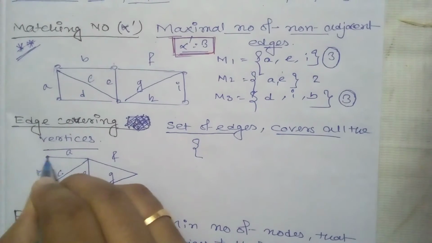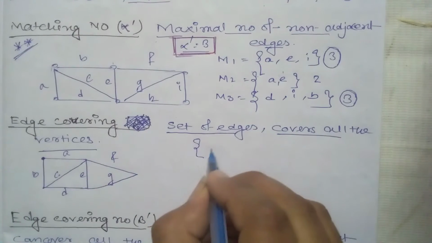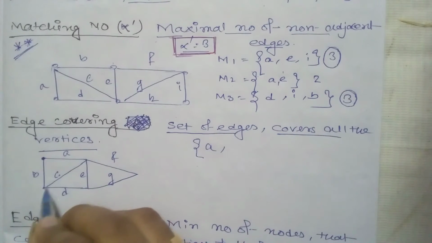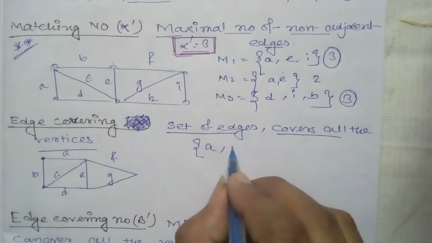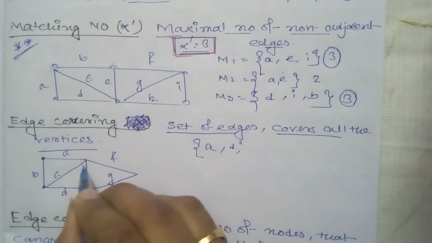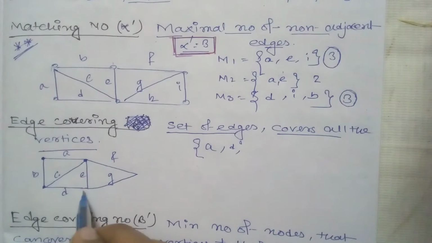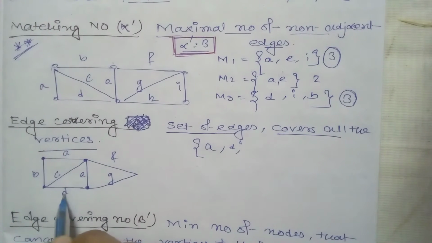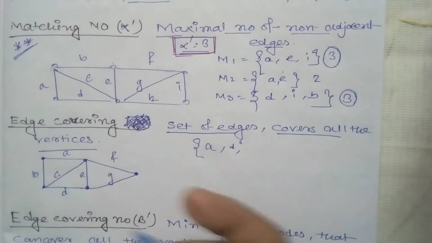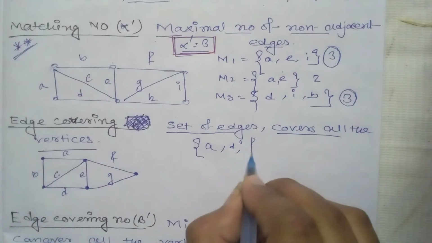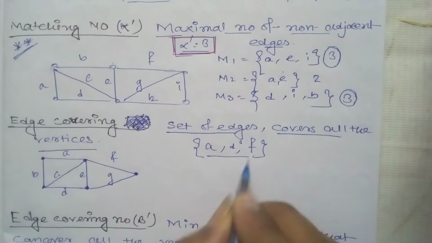Let's see if we can define an edge covering here. For this vertex we can take either A or B. I am taking A. Then for this vertex we can take B, C or D. We can take D. This vertex is already covered by A. This vertex is also covered by D, so we don't need to take it. For this vertex we can take either F or G, so I am taking F. So this is one edge covering.